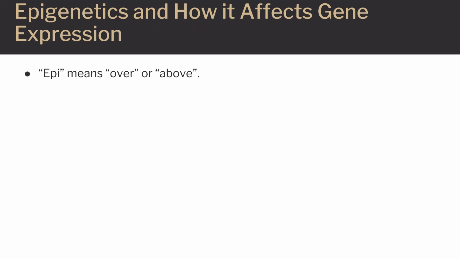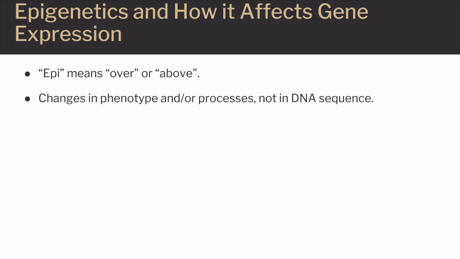The term epigenetics comes from the Greek word epi, meaning over or above. The term epigenetics has come to represent the inheritance of variation above and beyond differences in DNA sequence. Epigenetics usually refers to the phenotypes and processes that are transmitted to other cells, and sometimes to future generations, but that are not the result of differences in the DNA base sequence.